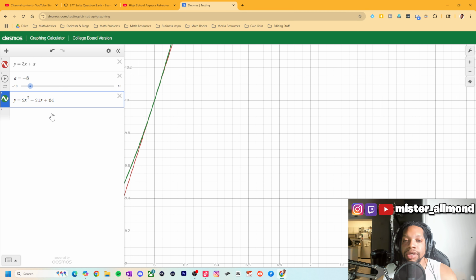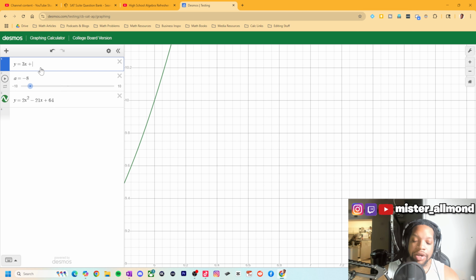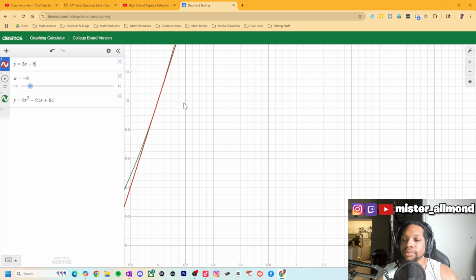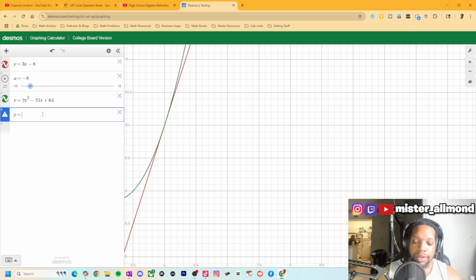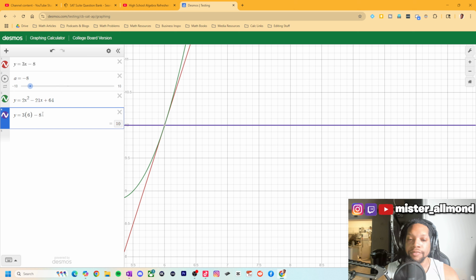So if A is -8, I'm going to just replace A with -8 right here because that's my claim. So I got the line and then the green is a curve. And I am claiming that they intersect at that point. I know that X is 6. So here's what I'll type in. If I'm thinking that X is 6 and then -8, that gives me a Y value of 10. And then I'm going to do the same thing for the other graph. Replace X with 6 and then see if I get 10.